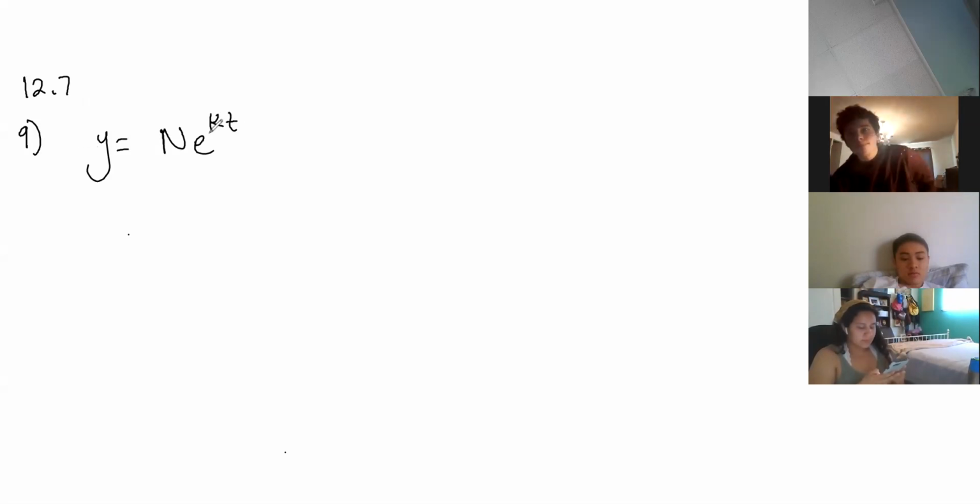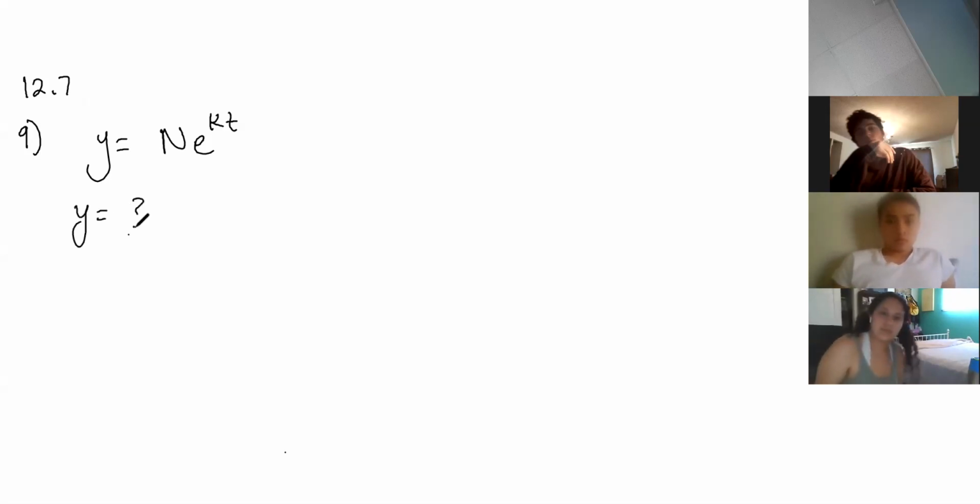Radioactive substances decay with time. Starting with N grams, the number of Y grams present T years later is given by this equation. N is always the initial amount, whether they call it N or P or A naught, whatever that is. Y is always the amount after time. T is time and K is your growth or decay rate.